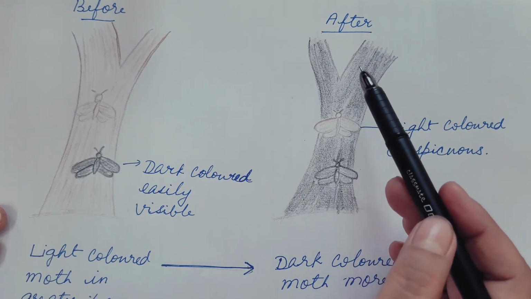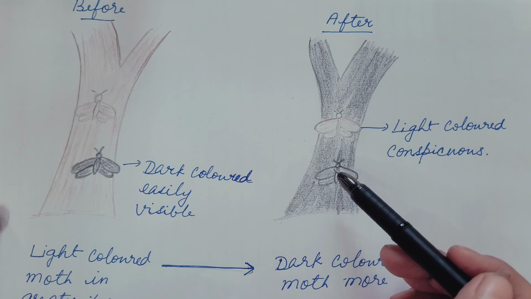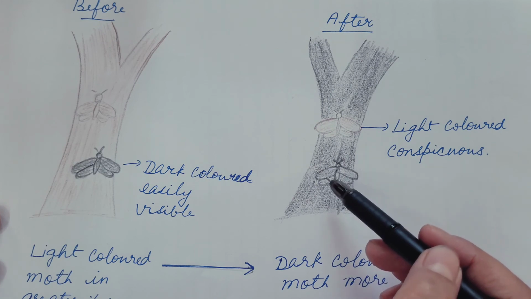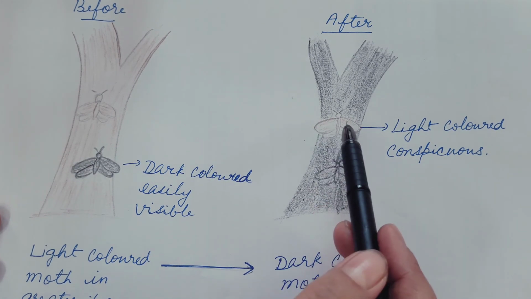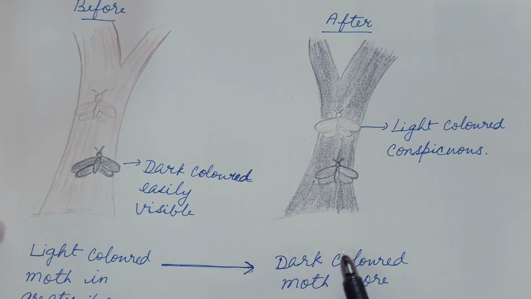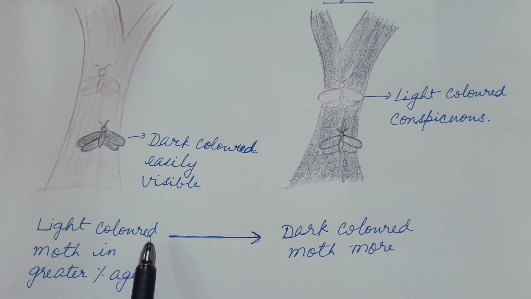Later during the Industrial Revolution, due to the soot that comes from the industries, it covers the surface of the tree trunk. So now light colored moths are conspicuous, but the dark colored moth blends. As a result, the light colored moths are easily eaten by the predators compared to the dark colored moth. Hence now in the population, dark colored moths are greater in percentage compared to the light colored moth. So with the Industrial Revolution, the population of moth shifted from light colored moth in greater percentage to dark colored moth in greater percentage or frequency in the population.